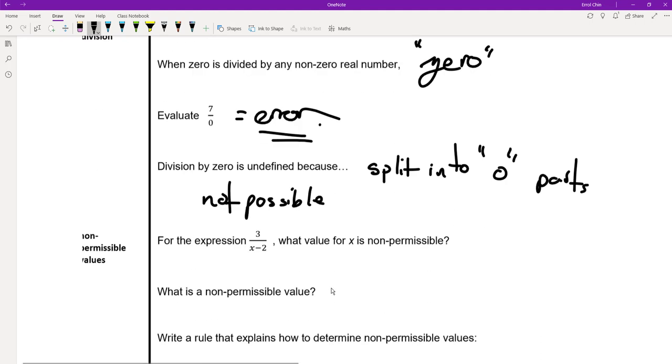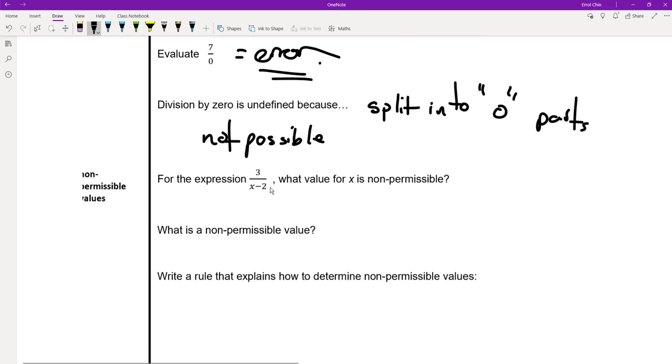Okay. Alright, so moving on, it says here for the expression 3 divided by x minus 2, what value for x is non-permissible? Meaning what x value could you put in here so that the denominator would be 0? Now, why would we want to look for that? Well, we were trying to find all numbers that will make this rational expression impossible to put in a calculator. Well, if we know when the denominator is 0, it's going to give us a problem. Well, let's find out when the problem occurs.